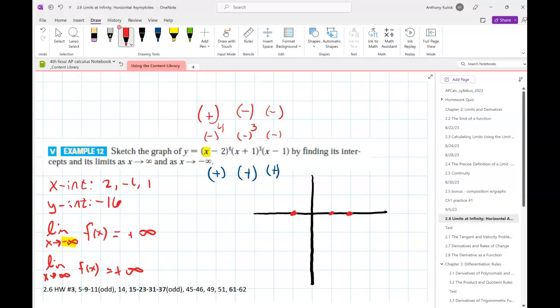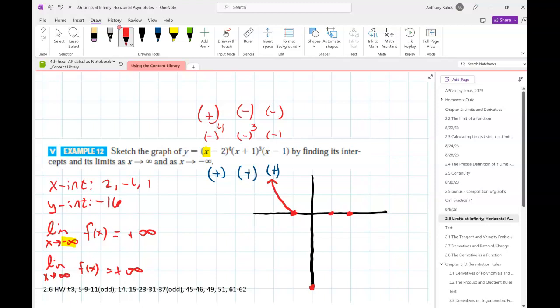So there's -1, +1, and 2. And then let's see. Let's just make that (0, -16) down there. So I'm starting from my end behavior on the left, going up to positive infinity.